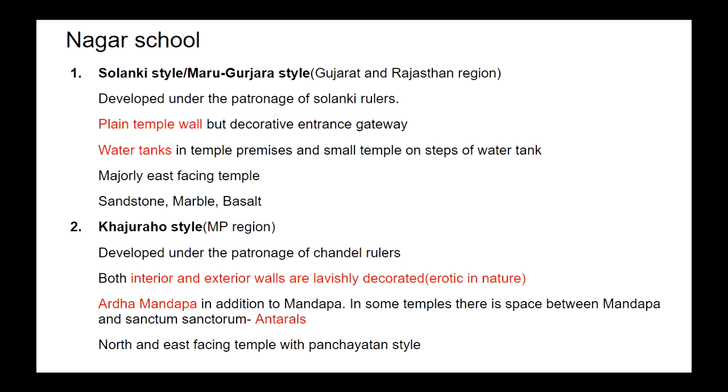And in Khajuraho style temple architecture, there is Ardha Mandapa in addition to Mandapa. In some temples, there is space between Mandapa and Sanctum Sanctorum, and it is known as Antral. So Antral was part of Khajuraho style temple architecture. Antral and Ardha Mandapa are a part of Khajuraho style temple architecture. Then most of the temples of Khajuraho style temple architecture were north and east facing temples and with Panchayatan style.